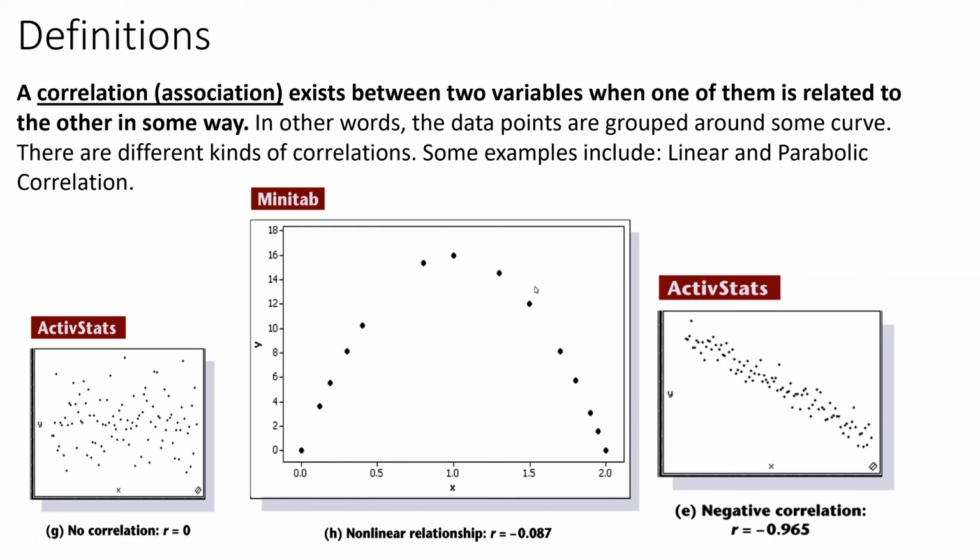So right here, we observe a perfect parabolic correlation or association. In the slide on the right, we have not a perfect, but still a good linear correlation and regression. And in the slide on the left, we see no obvious association or correlation.